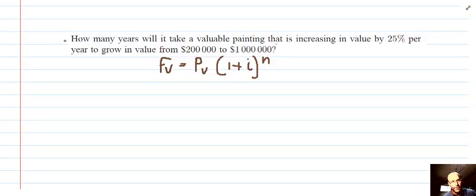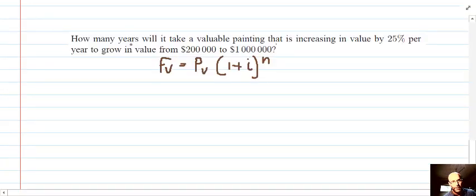And the final example: how many years will it take a valuable painting that is increasing by 25% per year to grow in value from $200,000 to $1 million? Assuming this is constant, okay, we've got to assume that things don't change. It might increase even more rapidly if the scene goes crazy, or it might do the opposite and flop. So how many years? That means we need to find n.